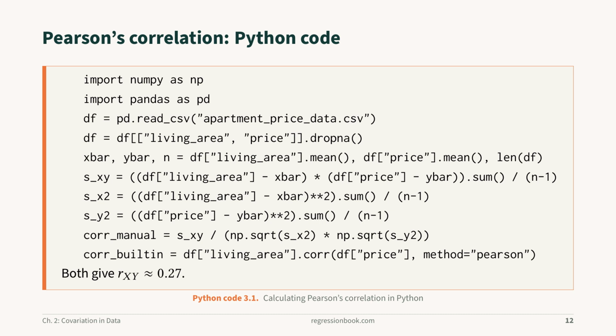The Python version mirrors it with pandas and NumPy. Drop the missing values, compute the means, assemble the covariance and variances, divide, and compare with the built-in correlation method. Same answer, roughly 0.27. This side-by-side pattern, R and Python producing identical numbers, repeats through the whole course, and it is a habit worth copying whenever you switch languages.